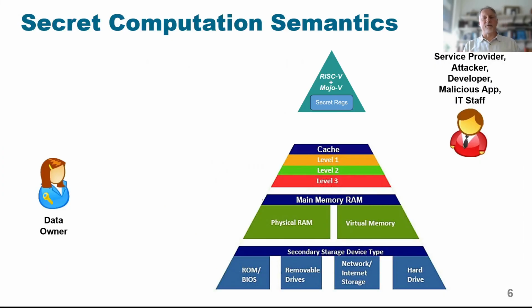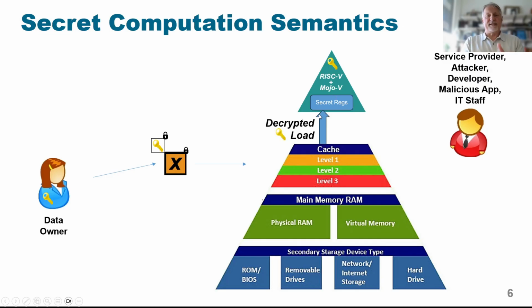Let's take a look at those secret register semantics in the context of an actual system. So again, we have our data owner. She has a key here. She produces some information that she encrypts under that key, and then encrypts that key under the public key of the RISC-V core enhanced with Mojo-V. That allows that piece of hardware to expose that key, and now we can do a decrypted load into the secret registers. Okay, but only into the secret registers.